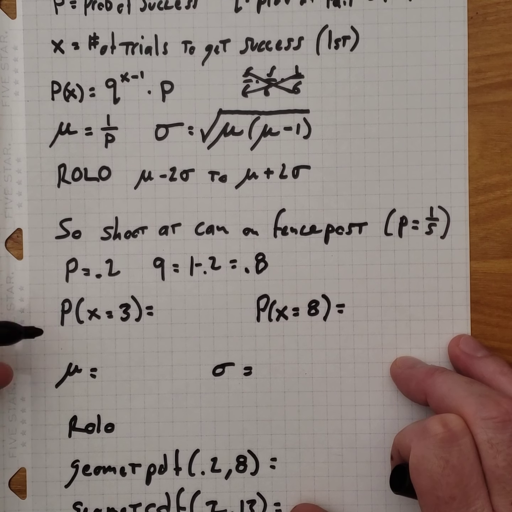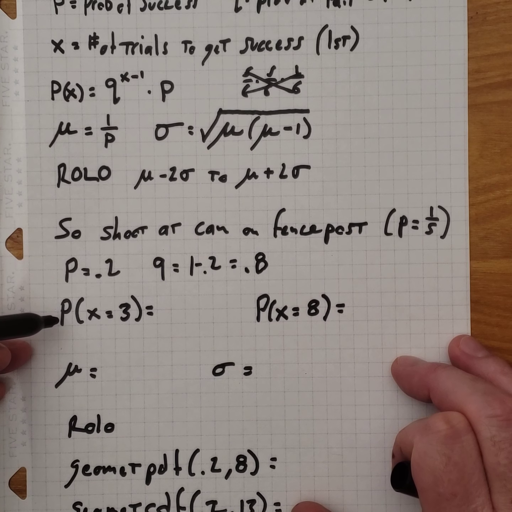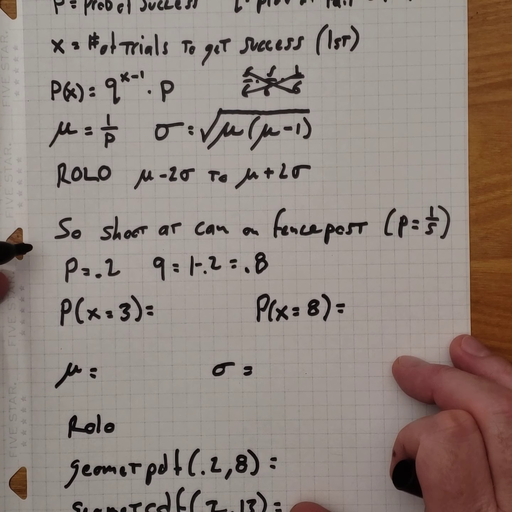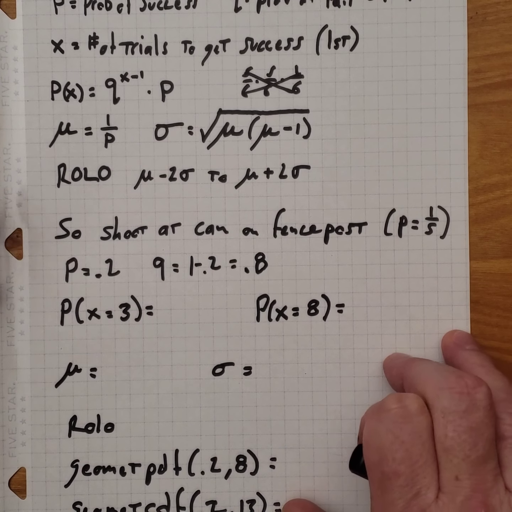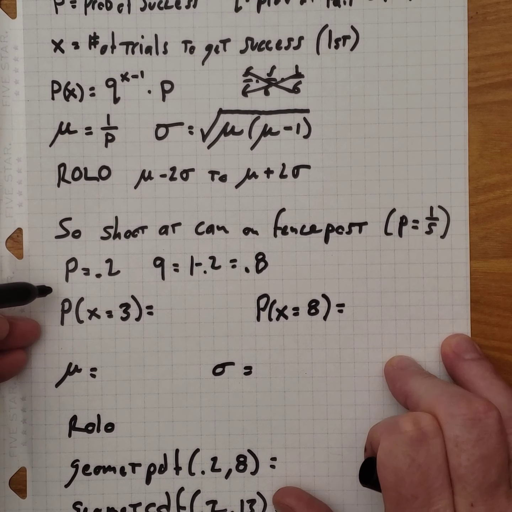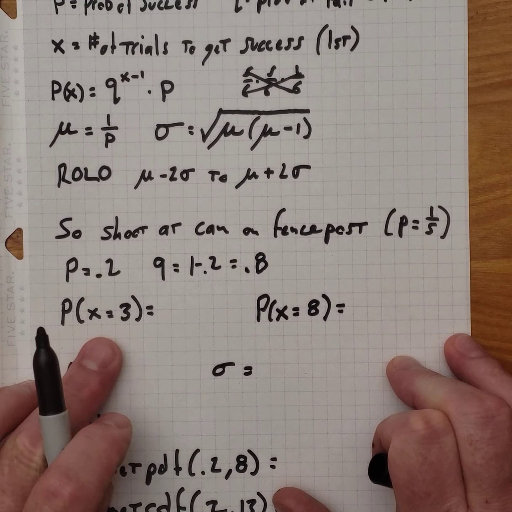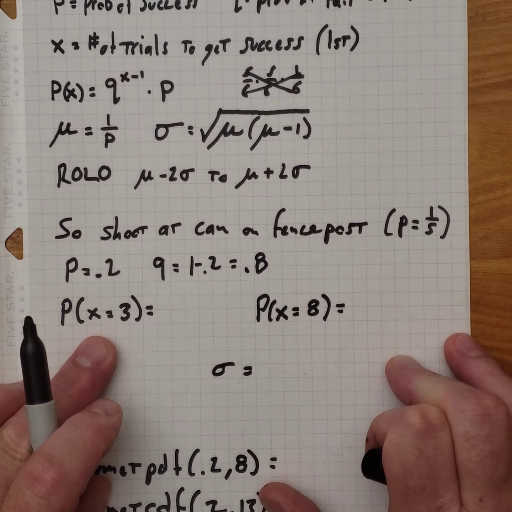Right, I'm sorry, I didn't talk about why this is a geometric distribution. If you're trying to shoot a can off the fence post, you're going to have repeated trials until you get a success, at which point you're going to stop because the can's not on the fence post anymore. So what's the probability it'll be our third shot that knocks the can off the fence post?